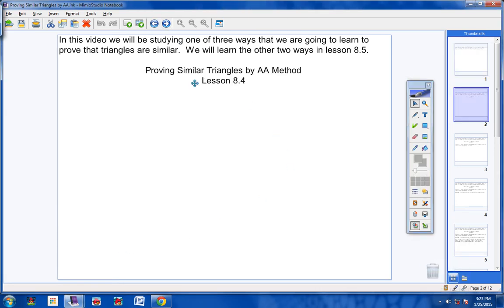Your heading for today, students, is proving similar triangles by AA method. That's angle-angle method, okay? And we'll talk more about that in a little bit, but please copy your heading down. Proving similar triangles by AA method, lesson 8.4, and be sure and include today's date so that your notes are organized.